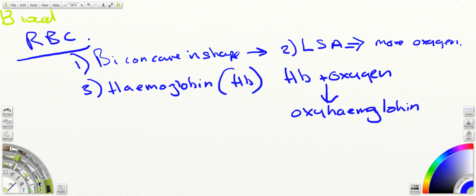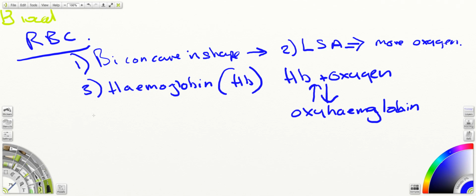Now why is this important? Well, number one, it allows it to attach reversibly, so it can combine to form oxyhemoglobin, but also it can let the oxygen go. Now that's important because obviously the oxygen needs to be delivered to respiring muscles.